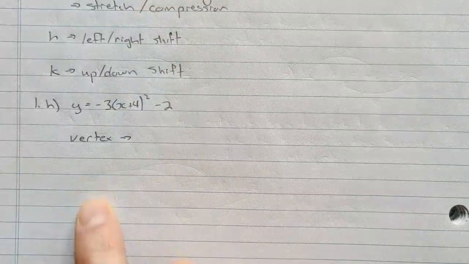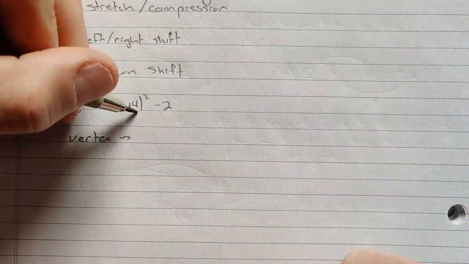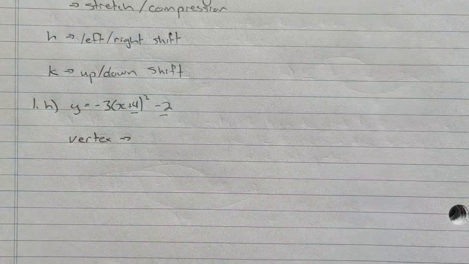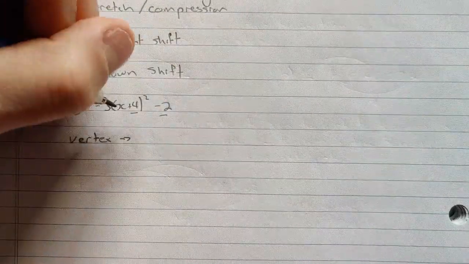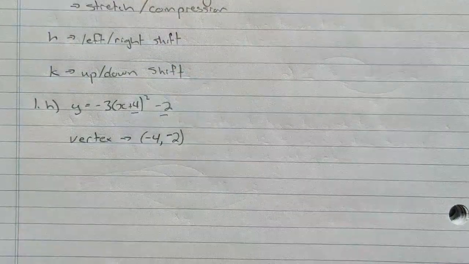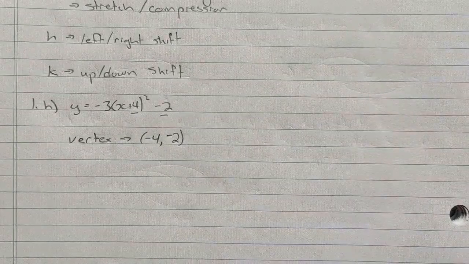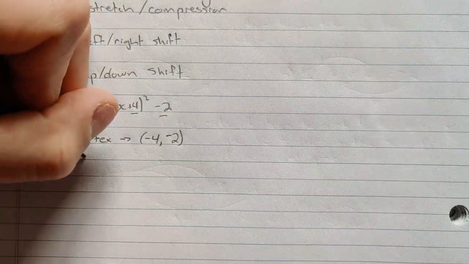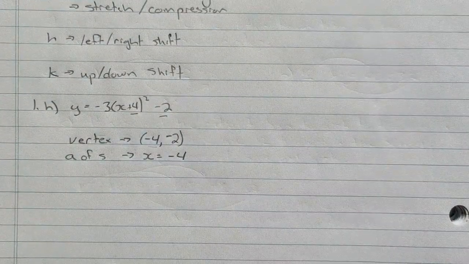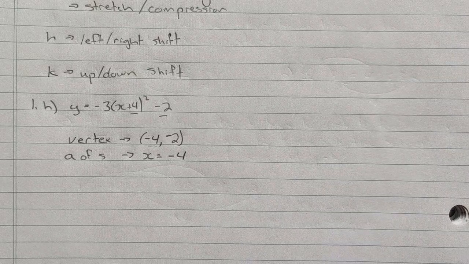First one is the vertex. The vertex is the h and the k value. Again, that's negative h, so we flip the sign to negative 4 and negative 2. The vertex comes from those two values. The next part is the axis of symmetry. The axis of symmetry is x equals, and it's just the x value of the vertex, the negative 4. Every time, x equals, and then it's just the x value of the vertex.